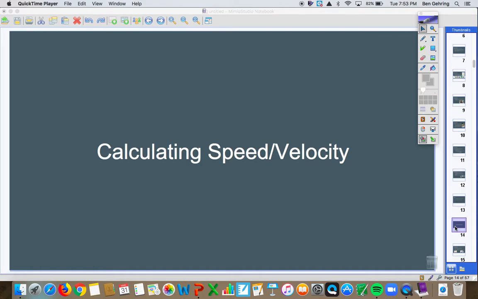Hello and welcome to today's lesson on calculating speed and velocity. So yesterday we learned about the concepts of speed and velocity and distance and displacement. Today we're going to put them into practice mathematically.